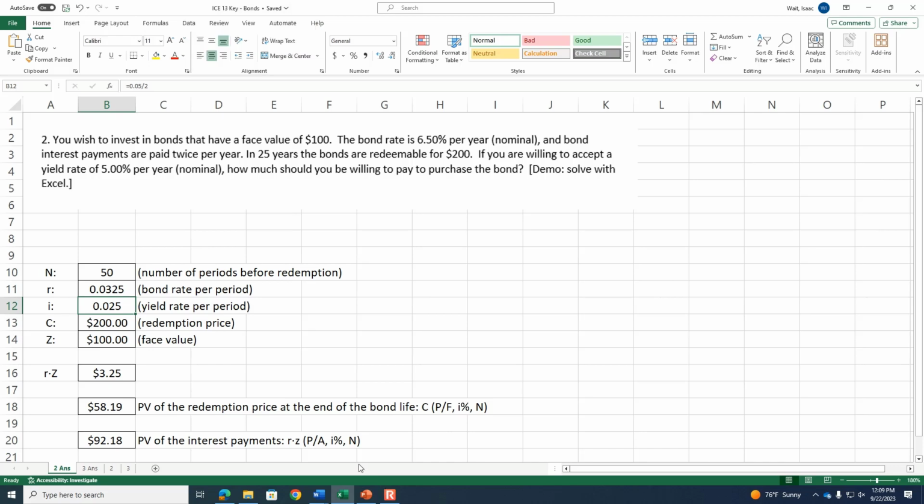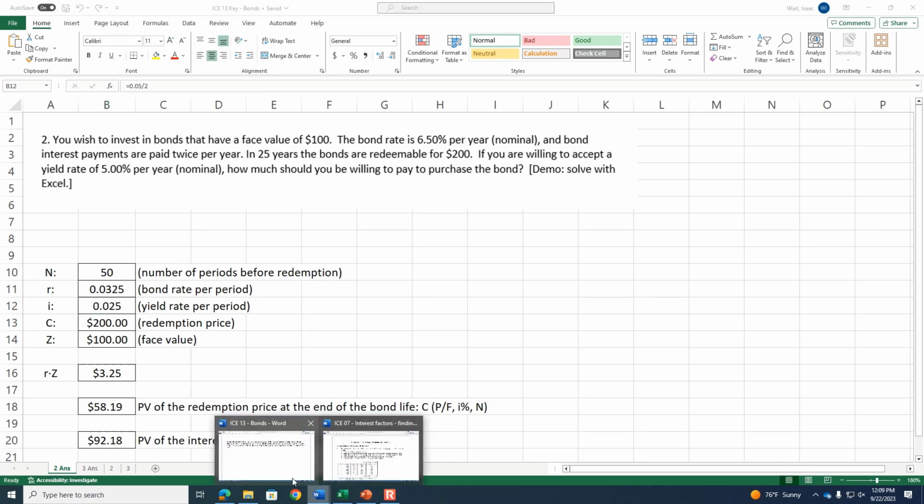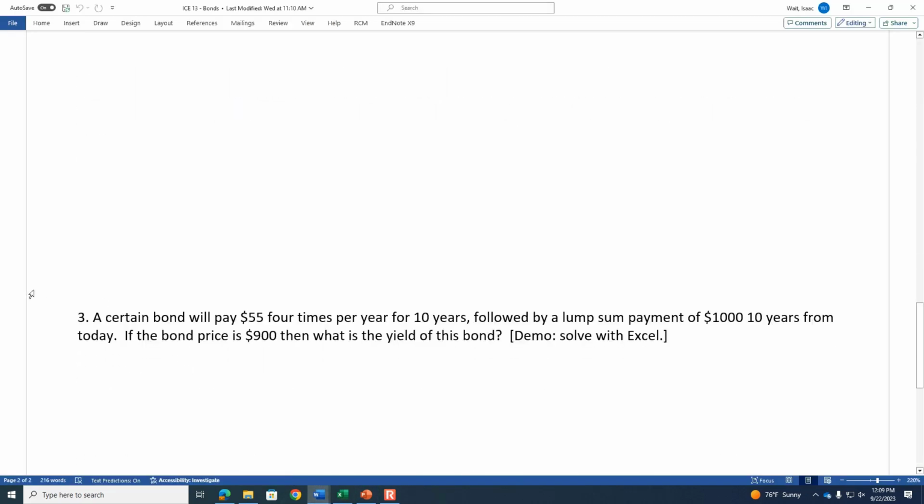All right, so the one that we didn't finish last time was this question. Question 3. A certain bond will pay $55 4 times per year for 10 years, followed by a lump sum payment of $1,000 10 years from today. The bond price is $900, then what is the yield of the bond?